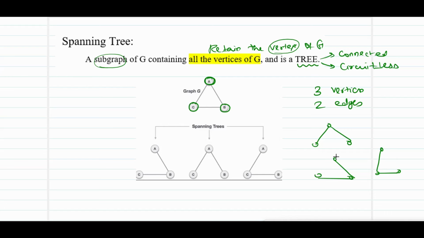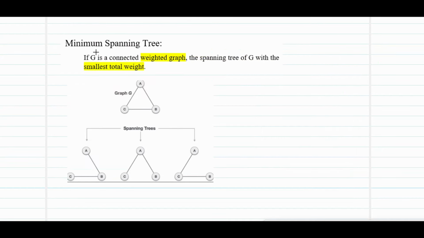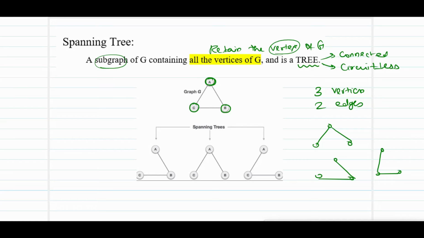These possible combinations, where I retain the vertex set as such and construct a tree out of it which satisfies connectedness and circuitlessness, will be referred to by the name spanning tree. So a spanning tree has all the vertices of G and furthermore it is a tree. Next we will have one more example to see what is meant by a spanning tree.